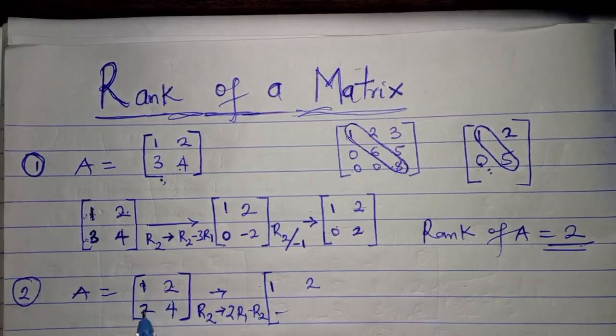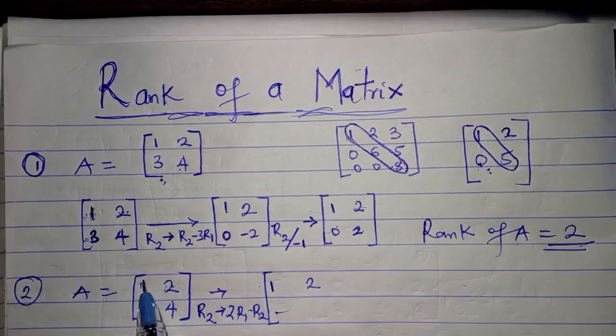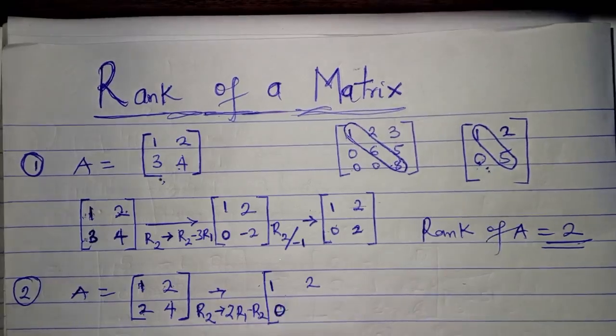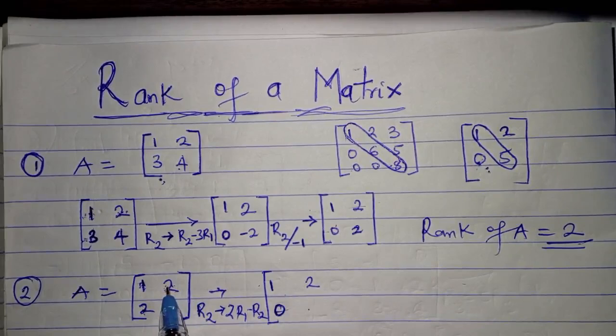Multiply this by 2, subtract this one from it. 2 times 1 is 2, 2 minus 2 is 0. It's 0 now. Let's see what happens here. 2 times 2 is 4. Now we are multiplying row 1 by 2. 2 times 2 is 4. 4 minus 4 is 0.